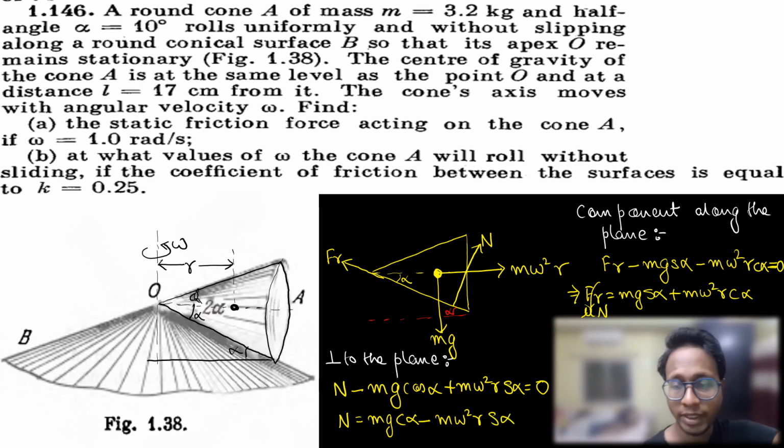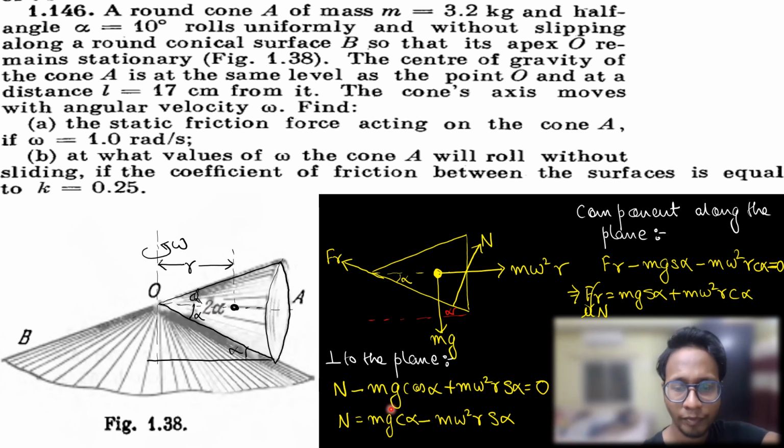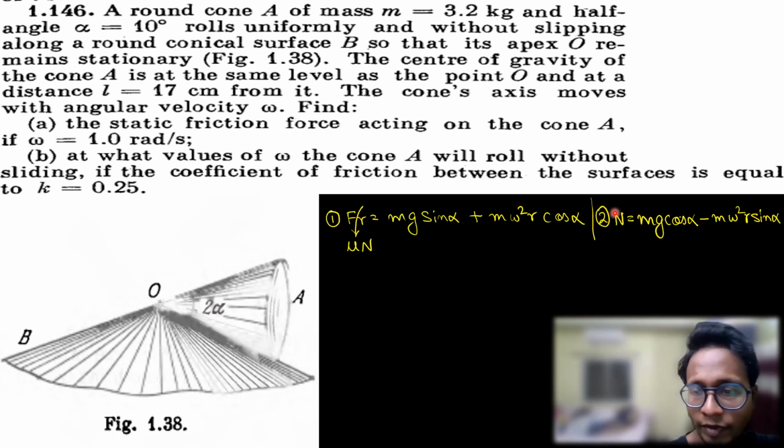Now what I have to do is substitute the value of N in this equation and find out the maximum value of omega square. Understood? So I'll just copy this equation and this equation on the next page and solve the problem. Now when I put the value of N in this equation, what do I get?